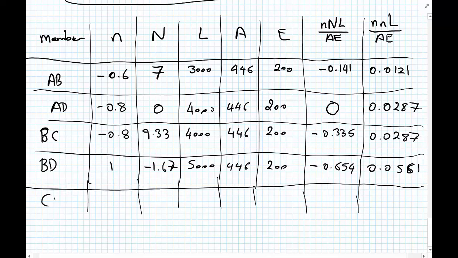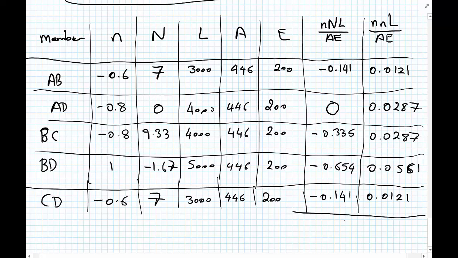And finally, we have one member left to go, that member is member CD. So the little n gave us minus 0.6. The 7 kilonewtons gave us 7 kilonewtons in member CD as well. The length of CD is 3,000. The area is 446 millimeters squared. Young's modulus of 200 kilonewtons per millimeter squared. And then the summation will give us minus 0.141, and for the flexibility coefficient, the summation is 0.0121.